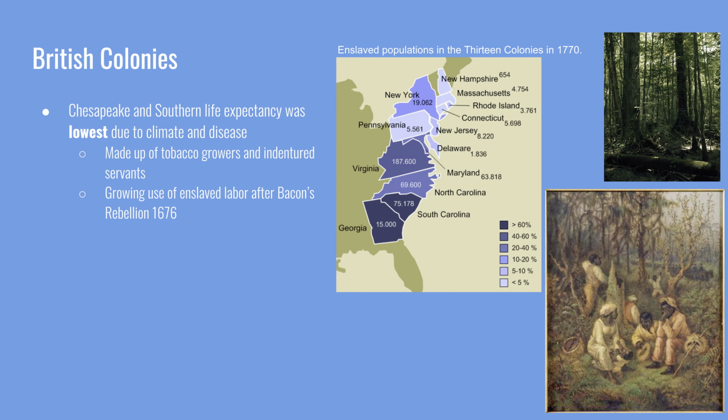Indentured servants were the main source of labor, but later switched to rely primarily on enslaved labor due to Bacon's Rebellion in 1676, an insurrection by poor backcountry farmers, some of which were former indentured servants.